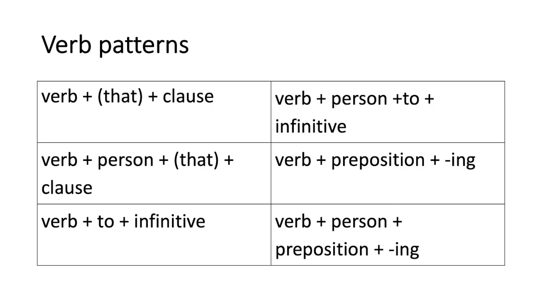Okay, here are the different categories that we're looking at today. We have verbs that are followed by a clause, with or without that. Verbs that are followed by a person plus a clause. Verbs that are followed by an infinitive with to. Verbs that are followed by a person with a to infinitive. Verbs that are followed by a verb plus ing with or without a preposition. And verbs that are followed by a person plus a verb plus ing with or without a preposition.